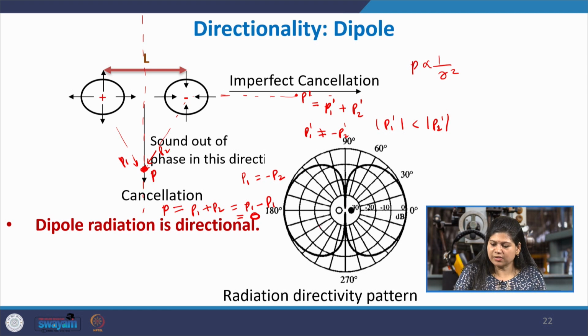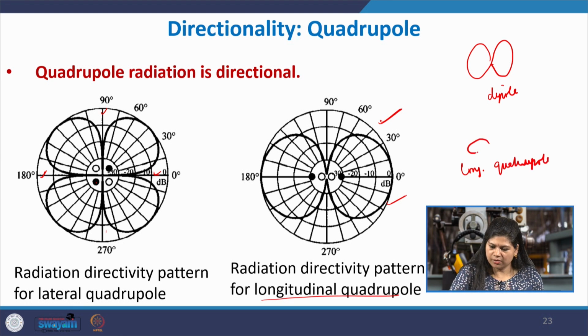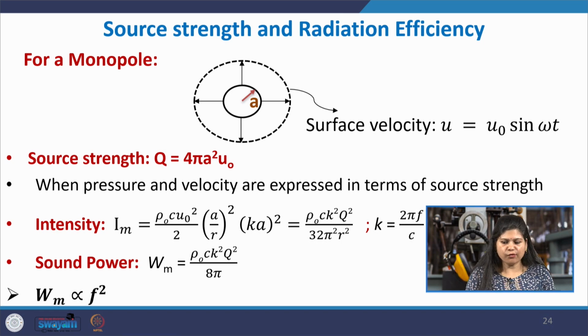So, instead of having something like, here what happens is it is sort of shrinking in nature. That is the kind of radiation pattern here. So, if this was a dipole, then for longitudinal quadrupole it would shrink compared to the dipole. Now, we will quickly see the source strength and the radiation efficiency for a monopole.